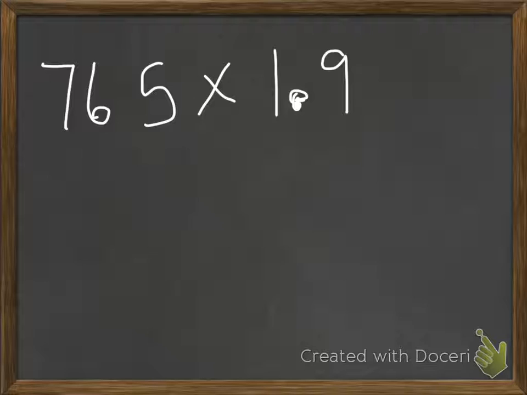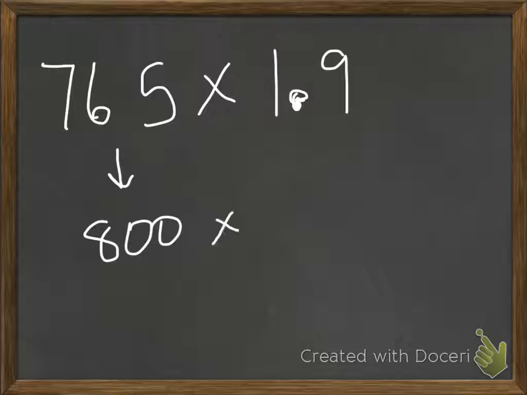The next one we have is 765 times 1.9. We want to try to round it off to 700 or 800, not to 760 or 750, to make it easier. So we round this 765 to 800. And 1.9, I tell them, think of this as $1.90. Even though you don't see the zero, think of it as $1.90. Is that closer to $1 or $2? And of course it would be 2.